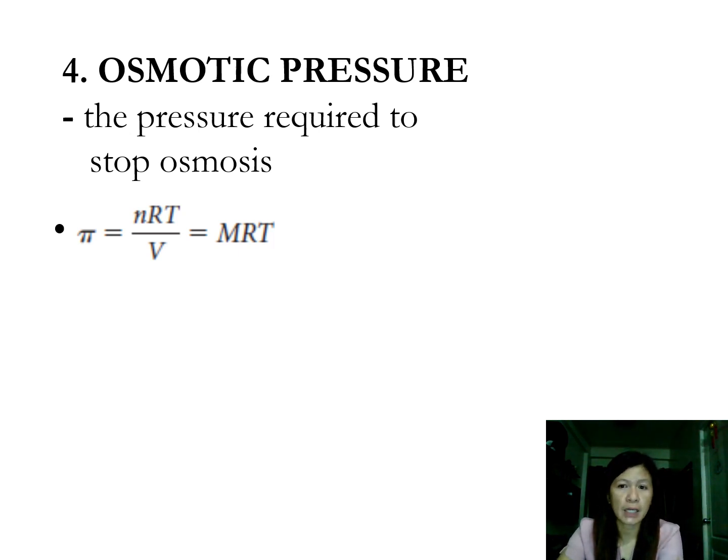Osmotic pressure is calculated as number of moles times the gas constant times temperature, all over the volume, or simply molarity times the gas constant and temperature. We know that the gas constant is given as 0.0821 atm liter per mole Kelvin.